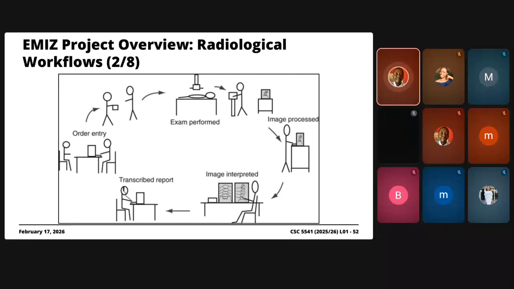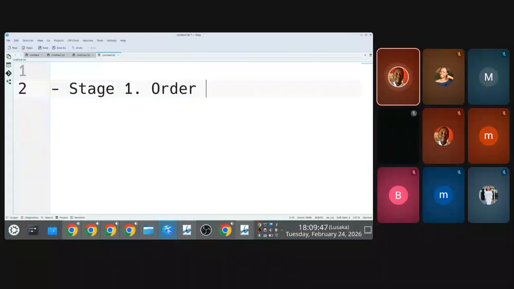An examination, ideally. So we see here that everything is initiated, like in this particular case where we have order entry here, right? This is where everything is initiated. This is like your stage 1. So I'll call this order entry. We'll go stage by stage here.